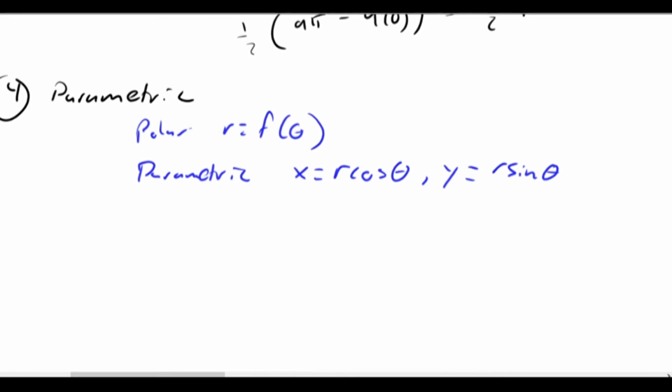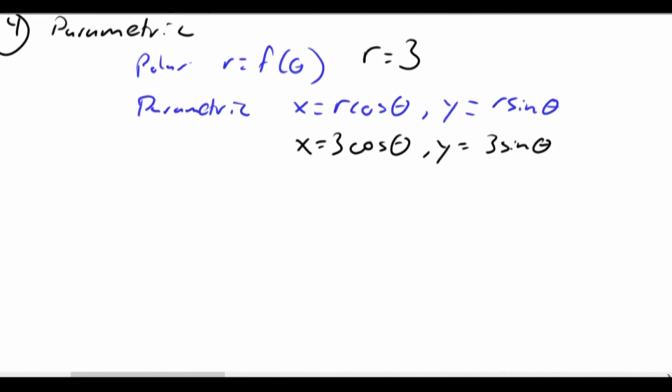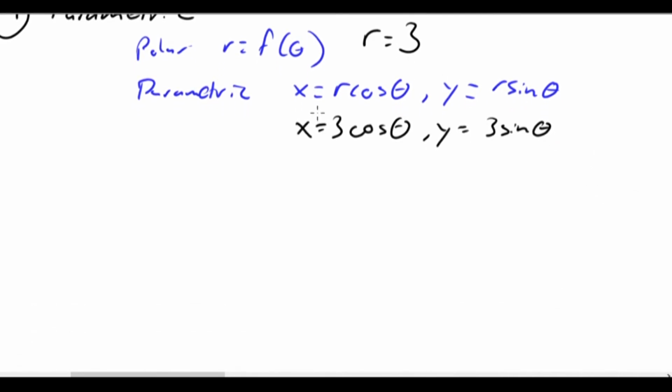So if we have r equal to 3, then our parametric form is x is equal to 3 cosine theta, y is equal to 3 sine theta. And this should agree, this is essentially just a unit circle that has been scaled up 3 times. So now we want to take an integral for this parametric function. It's going to be an integral from some value of y with respect to x.